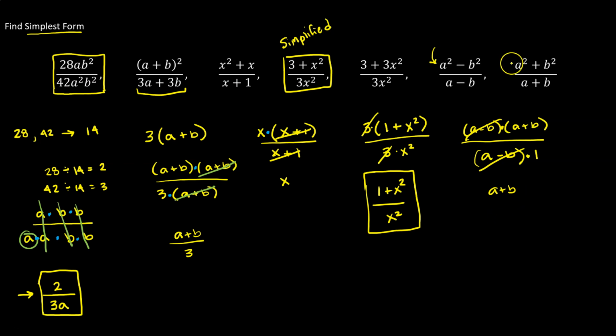We have one last rational number to simplify here, a squared plus b squared. Now, unfortunately, this does not have a factoring pattern. a squared plus b squared doesn't factor. So this is also completely simplified. The numerator does not factor, which means there's no common factor between the numerator and the denominator.